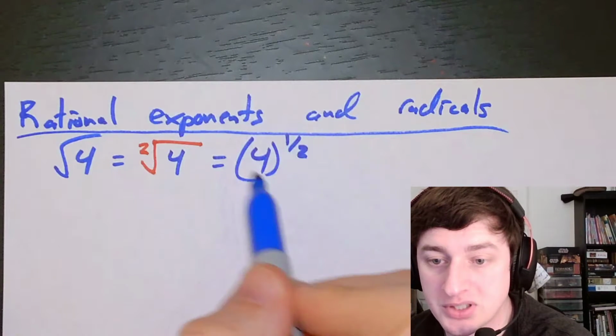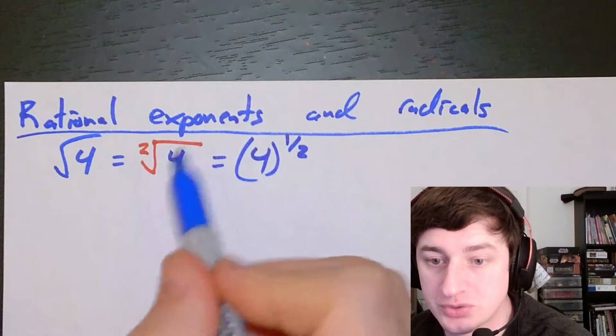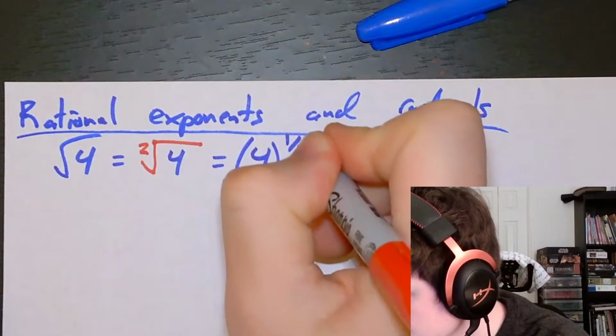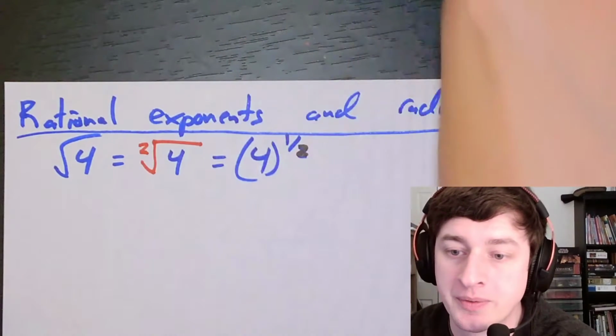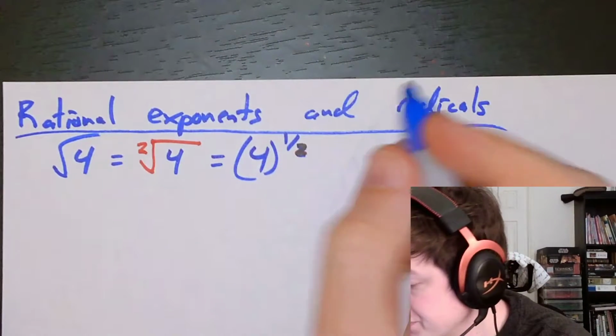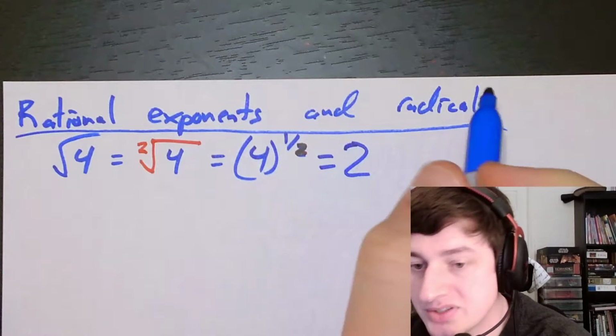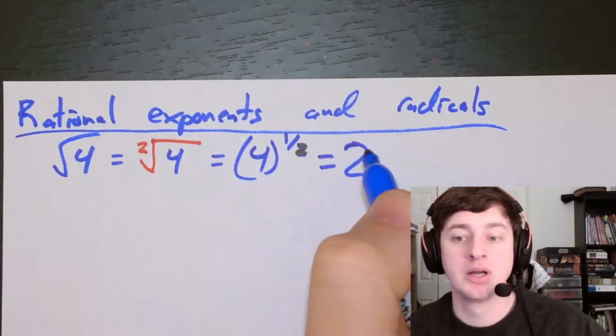You have probably not seen it written this way before because you've mostly just been using radicals, but this is the same. And I should have made this 2 red because I wanted to make sure they matched. And this is just 2. Right, so the square root of 4 is the same as 4 to the 1/2 power, and that equals 2.